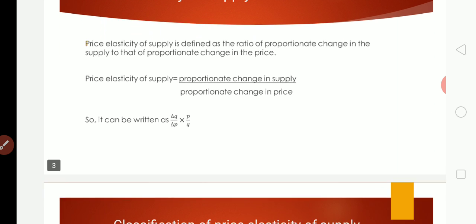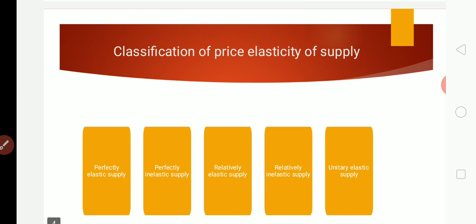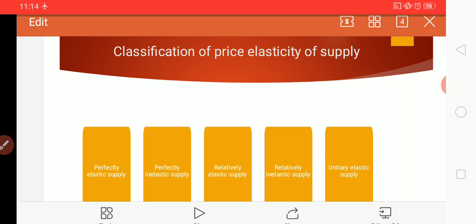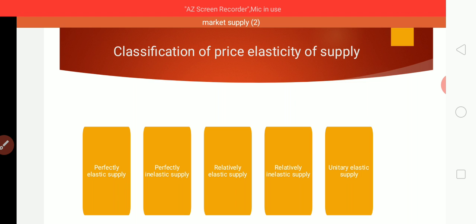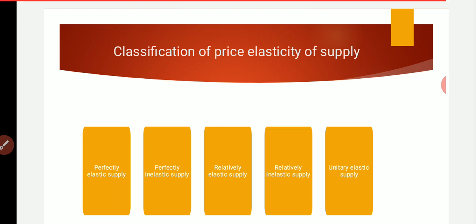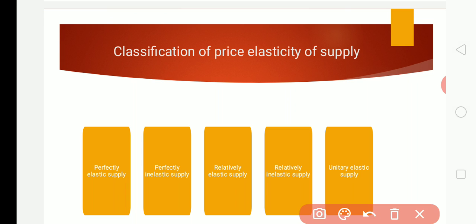The next concept in the price elasticity of supply is the classification of price elasticity of supply. In the classification, again we have five types, unlike the demand concept. Here the first one is perfectly elastic supply, second perfectly inelastic supply, third relatively elastic supply, fourth relatively inelastic supply, and the fifth one is unit or unitary elastic supply. So these will be discussed one by one now.